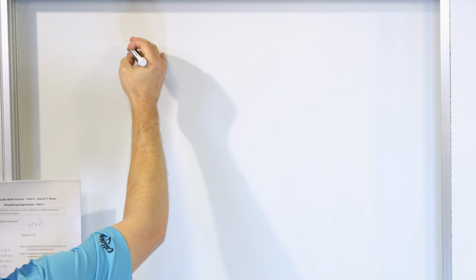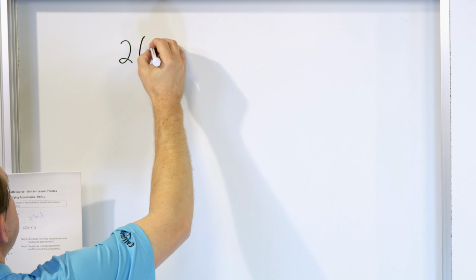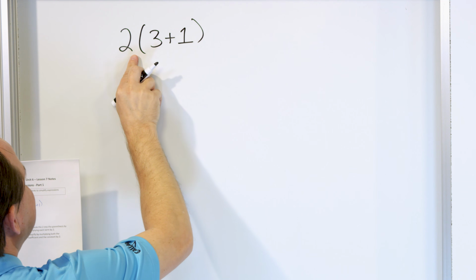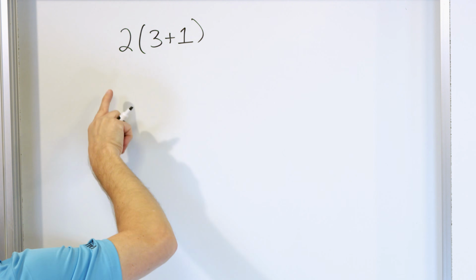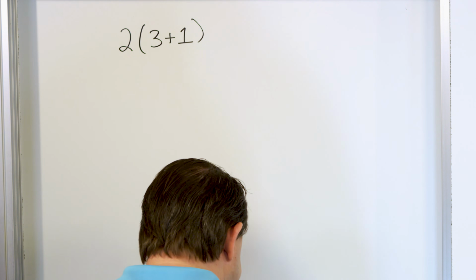Now, let's crawl before we walk, and let me give you something that's quite easy, and then we'll go into the actual algebraic examples. 2 parentheses 3 plus 1. Now again, when you see a number right outside of a parentheses and there's no operation here, this means multiplication. There's an invisible multiply there. Now, how would you do this?